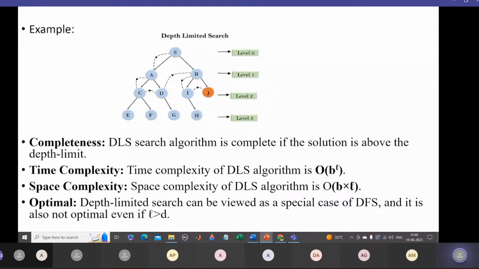From S to A you have to reach C, right? That is a depth. From C you have to go to D. And from D you have to go to the previous parent, and then B, then I and J. That is the depth.